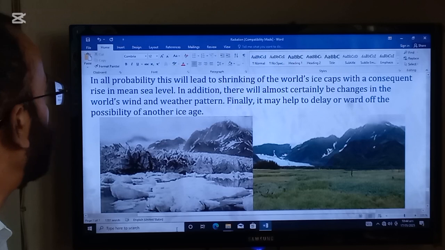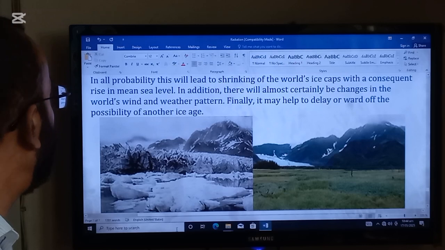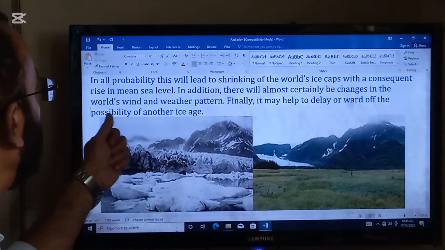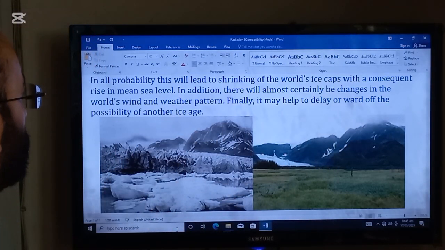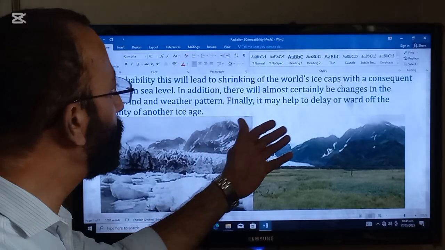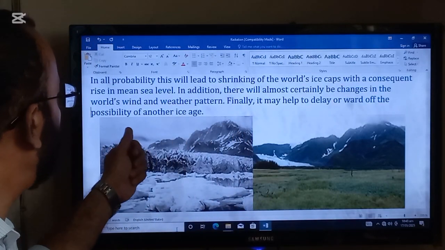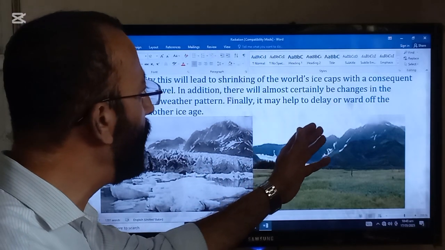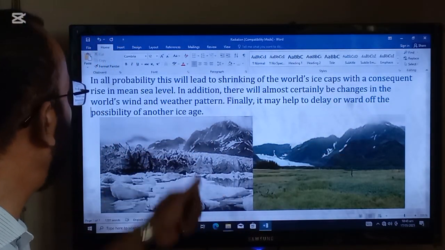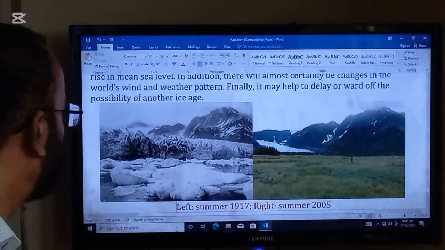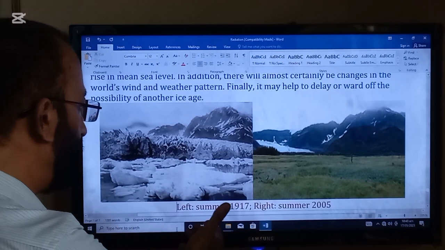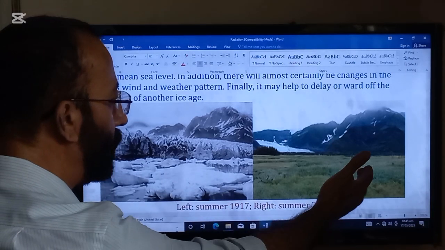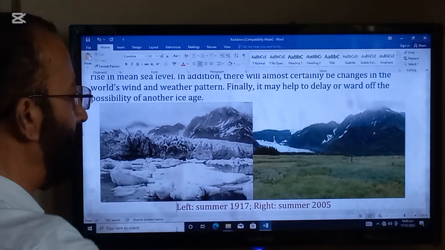In all probability, this will lead to the shrinking of the world's ice caps with a consequent rise in the mean sea level. In addition, there will almost certainly be changes in the world's wind and weather patterns. Finally, it may help to delay or ward off the possibility of another ice age. Left is the picture of summer 1917 and right is the picture of summer 2005. Ice caps are melting.